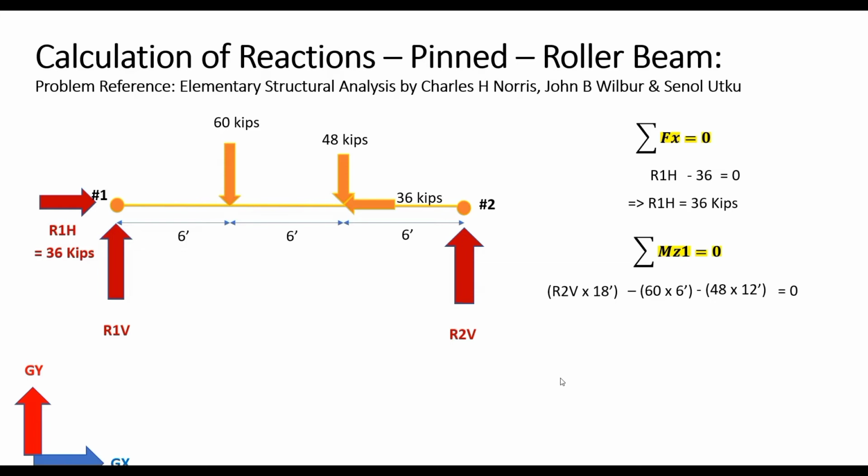Now, if we solve the equation so obtained, we will get R2V, which is the vertical reaction at node 2, as 52 kips, which would again mean that the assumed direction of it acting along the positive direction of the global y-axis is correct. Now we will use the last equilibrium equation, which is summation of Fy equal to 0. So the sum of the forces along y would be 0. And what are the forces that are acting along the global y direction?